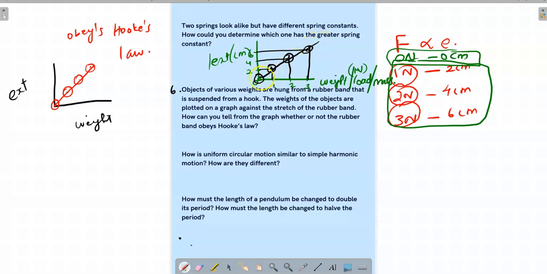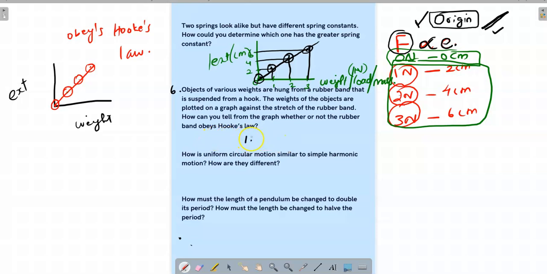Then you connect all these points and it makes a straight line, and it obeys Hooke's law, because as I told, applied force is directly proportional to the extension. Directly proportional means it should start from the origin. The graph line starts from the origin and is a straight line. These two factors should be satisfied: start from the origin, and a straight line, then it is directly proportional. So you can write the answer like this.